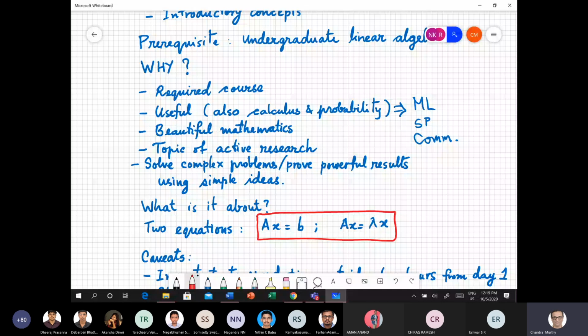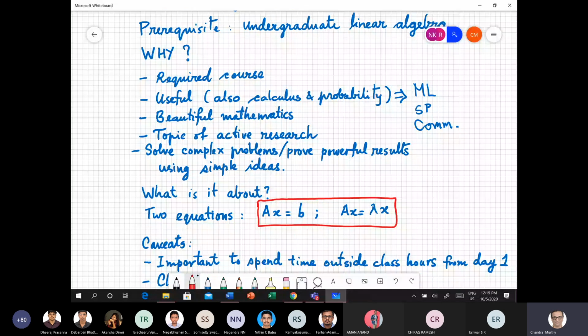But it turns out you can actually say a lot about these two equations. What I will in fact cover in this course is going to be a small sample of what you can say about these two equations. It still will not be anywhere near being exhaustive. So there are a few caveats I want to point out right off the bat.